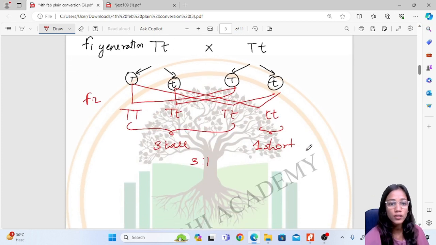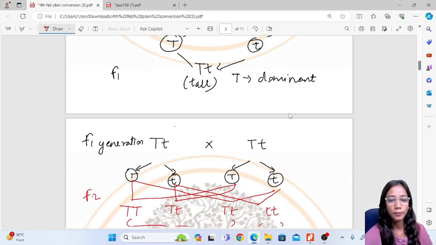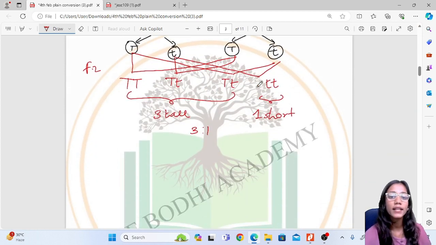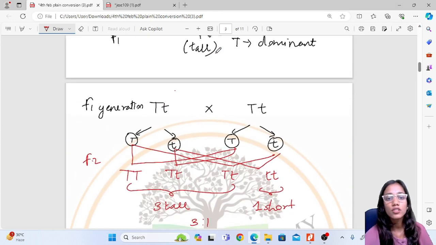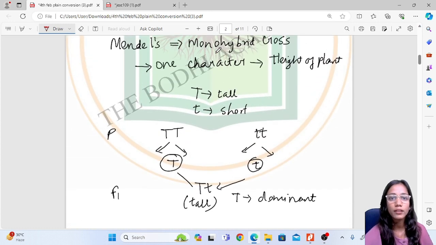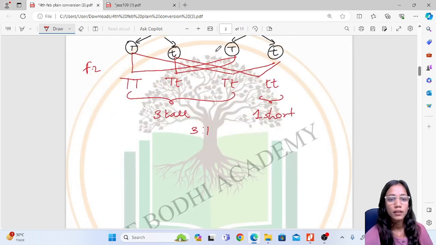So the second cross showed Mendel that he could conclude that the recessive character was present, but it was only masked by the dominant character. That's why it was not shown over here. And finally it got expressed in the F2 generation. Okay, so these two crosses are very important. They are monohybrid crosses. The ratio over here is 3 is to 1.